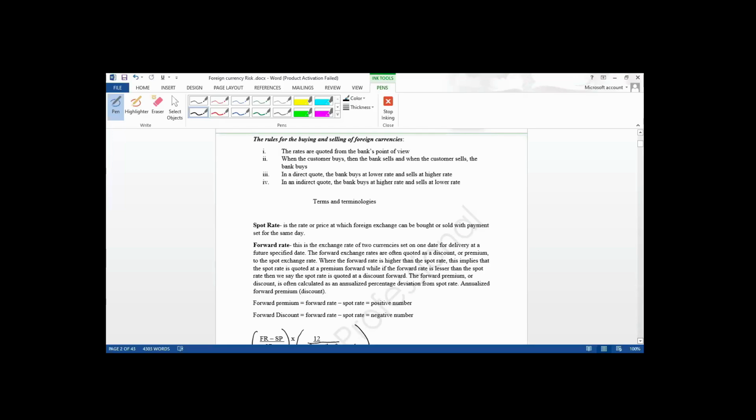But if the forward rate is lesser than the spot rate, this implies that the spot rate is quoted at a discount forward. So you can have premium forward or discount forward.